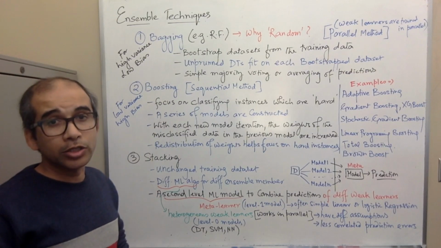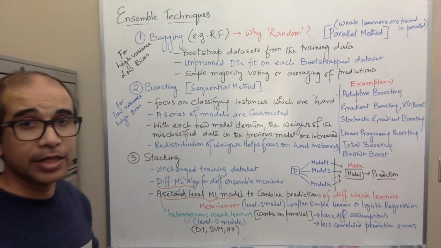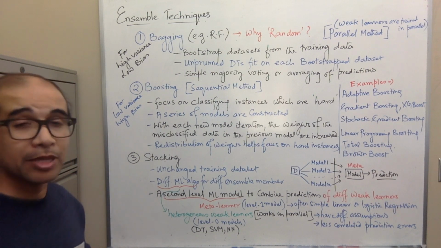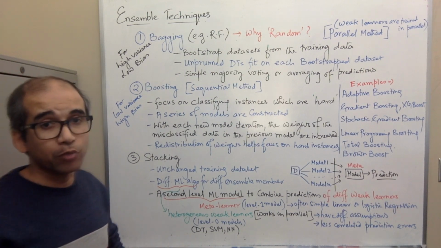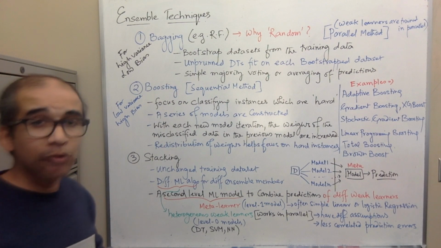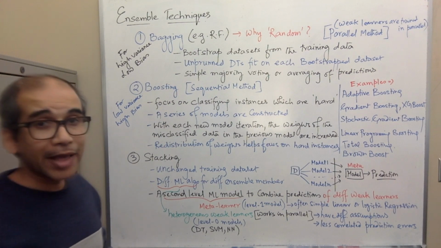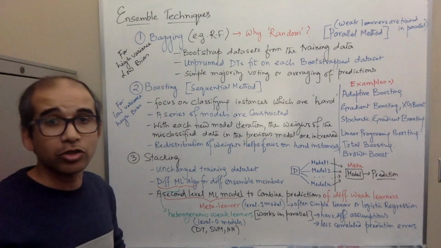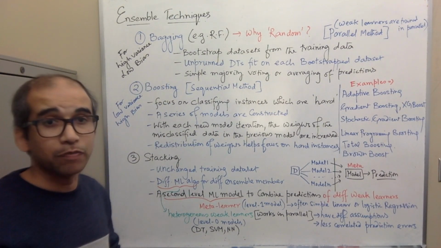A little more about the ensemble techniques. We have already said that the random forest uses an ensemble technique called bagging, but there are other ensemble techniques like boosting and stacking as well, and we'll talk a little more about them. So bagging. Bagging is used by random forest, or random forest is an ensemble technique which is bagging.